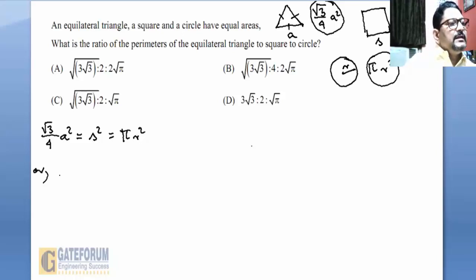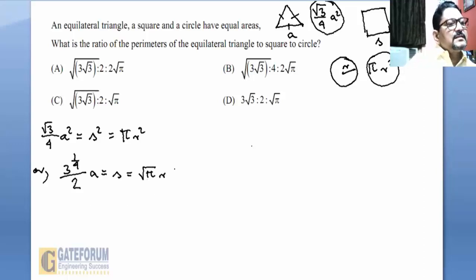So we can immediately say 3 to the power 1/4. Square root of 3 means 3 to the power half, so the further square root of that means 3 to the power half, to the power half, which is 3 to the power 1/4. And the square root of 4 is 2. A is equal to S is equal to root pi R.